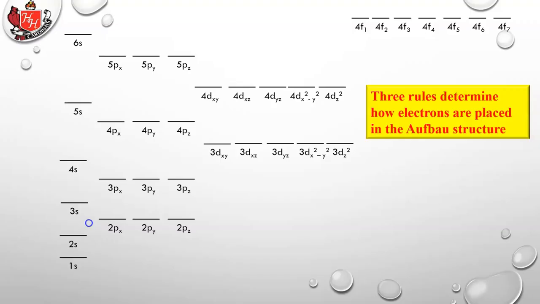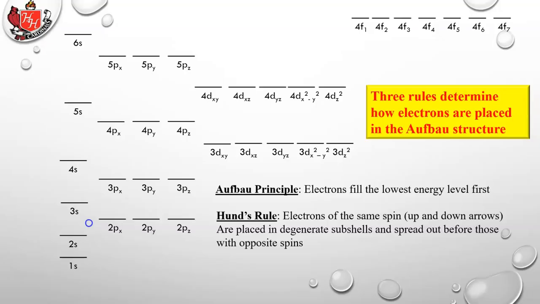Okay, 3 rules determine how electrons are placed in the Aufbau structure. The first one is the Aufbau. You always go from the lower energy level first and build upward. So the electrons are going to fill the lowest ones and move upward. Next, Hund's rule. Electrons of the same spin, that is up and down arrows, are placed in degenerate subshells to spread out before those with opposite spins. So this is very much like what we did when we drew the atom with circular orbitals, and the way that you spread the electrons around an orbital before you started pairing them up.